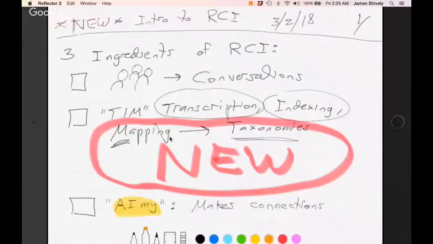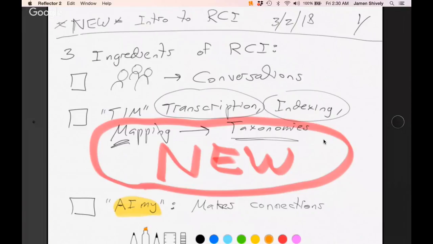The three ingredients. The first ingredient is just bringing people together so that they can have conversations. The second ingredient is we use the acronym TIM: what do we do to extract maximum informational and knowledge value from those conversations? Number one, we record them, then we apply TIM. Transcription, transcribing the conversations into text, indexing the text, and then mapping that text to taxonomies.